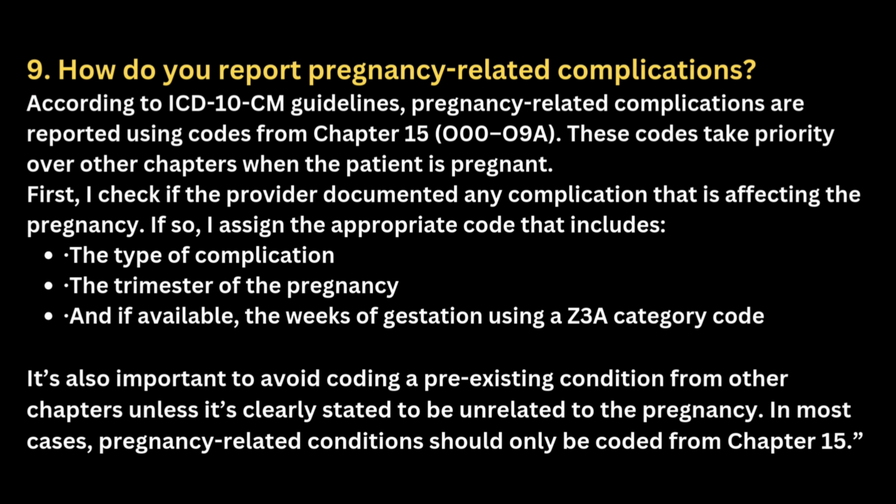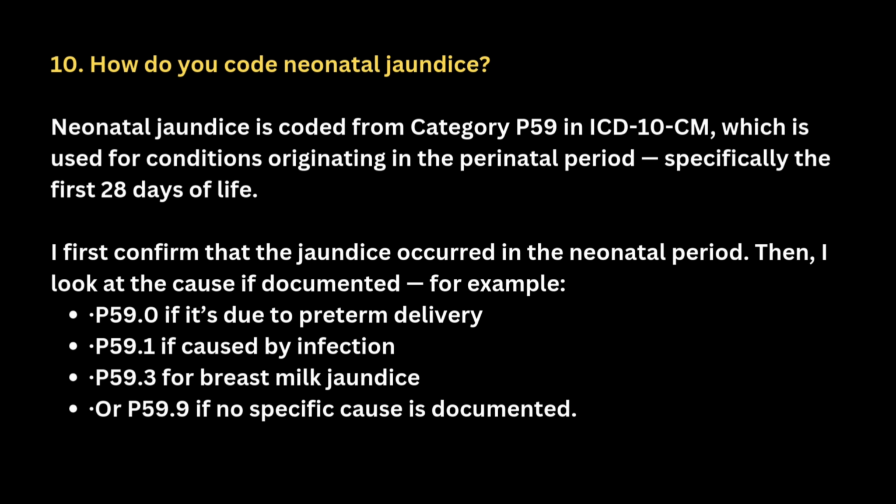How do you report pregnancy-related complication? According to ICD-10-CM guideline, pregnancy-related complications are reported using chapter 15 codes. This takes priority over other chapters. First, you should check whether the provider documented any complication that is affecting the pregnancy. If so, you should know the type of complication, then check for the trimester.